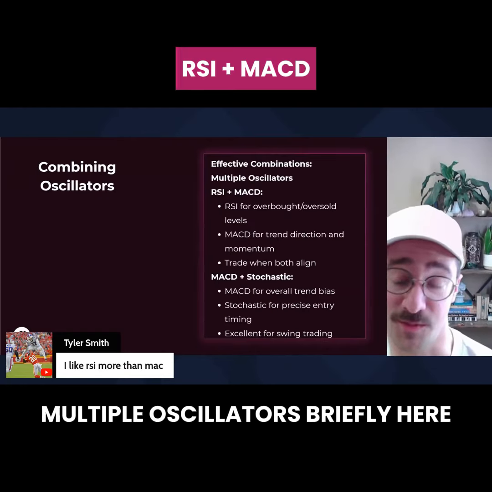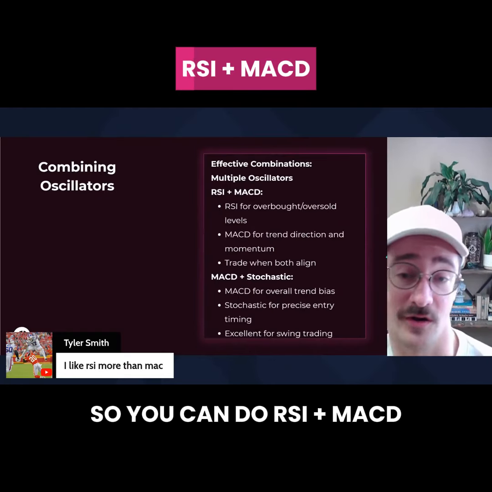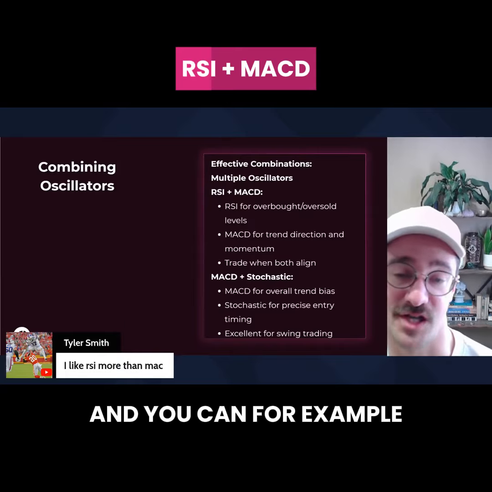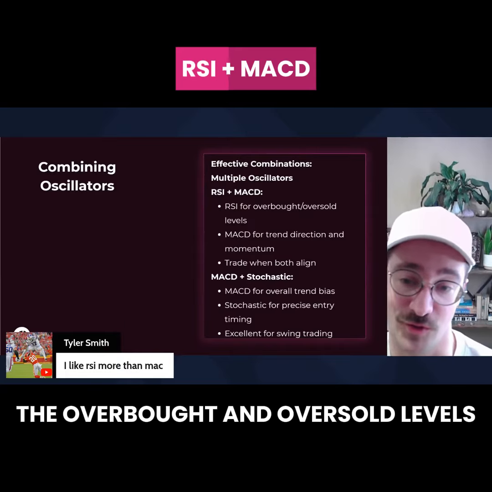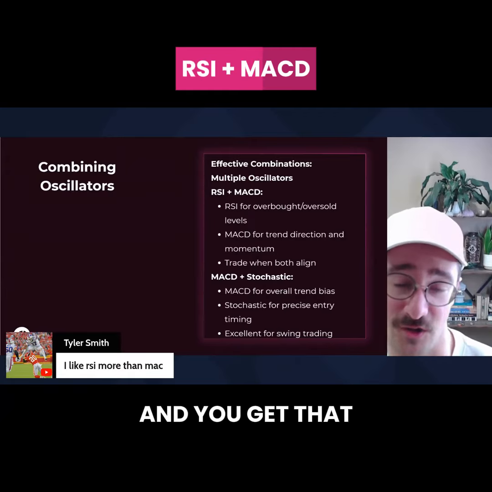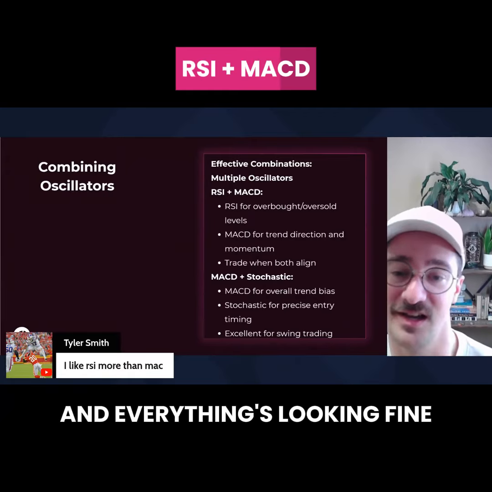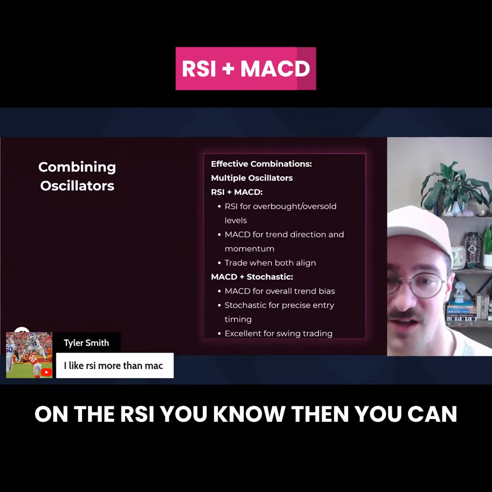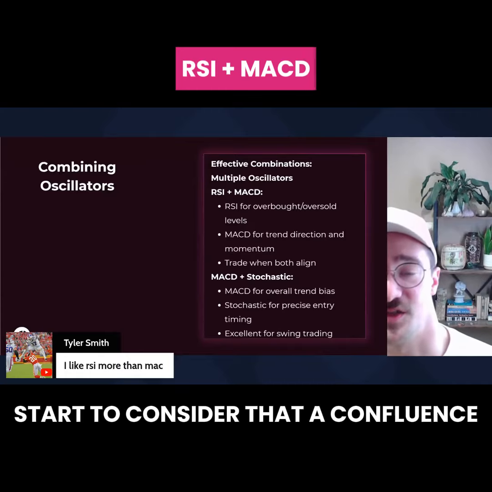We will talk about multiple oscillators briefly here. You can do RSI plus MACD, and you can, for example, use RSI for the overbought and oversold levels, and then MACD for the trend direction and momentum. When they both align and you get that crossover signal on the MACD and everything's looking fine on the RSI, then you can start to consider that a confluence.